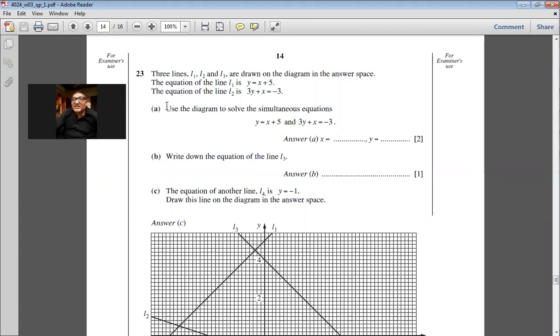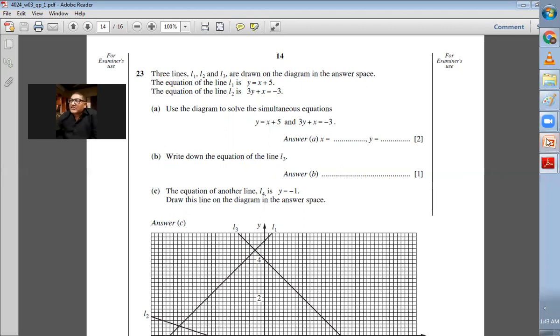The equation of the line L2 is 3y plus x equals minus 3. So when I make y alone, it will be minus x by 3 minus 1. So it will be a line whose y-intercept is minus 1 and whose slope is minus 1 by 3. So I will be able to recognize its graph. Use the diagram to solve the simultaneous equations, y equals x plus 5 and 3y plus x equals minus 3. So he's asking us to solve them simultaneously.